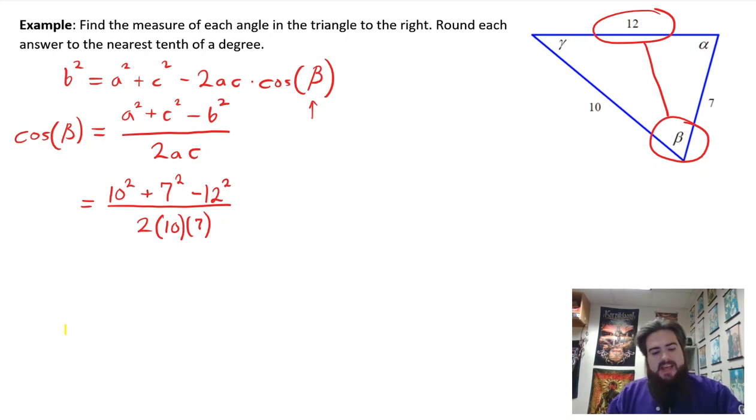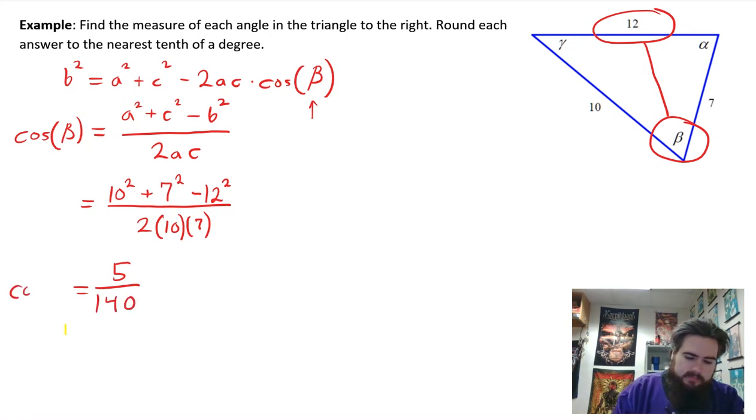If we calculate that, that'll give us on top 100 plus 49, so 149, minus 12 squared, so 144. That'll just give us 5 in the numerator. And the denominator, I have 2 times 10 is 20, times 7 is 140. So I have cosine of beta is equal to 5 divided by 140.